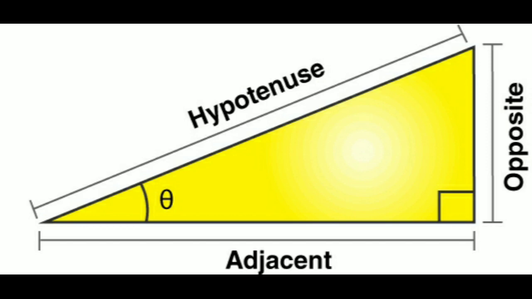Now come to the double angle formula. Sin 2 theta equals 2 sin theta cos theta. Cos 2 theta equals cos square theta minus sin square theta. That can also be written as 2 cos square theta minus 1, or 1 minus 2 sin square theta.